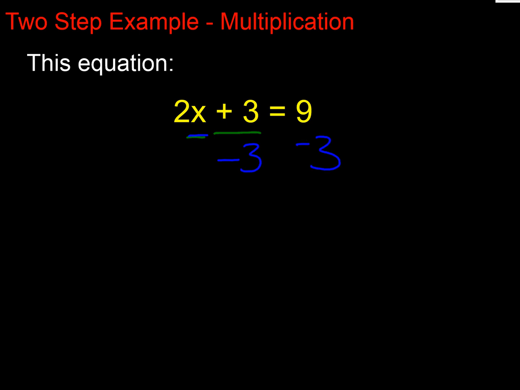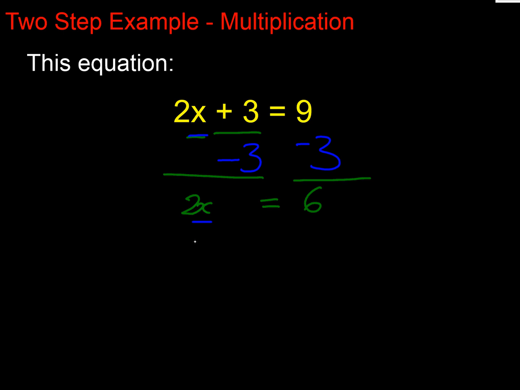And if I subtract it from one side, I have to subtract it from the other side to keep the balance. So on the left-hand side, I'm just left with my 2x. Then I've got my equals again, because this is an equation. And on my right-hand side, I've got 9 minus 3, which is 6. There we are. So let's read my new simpler equation here. It says x multiplied by 2 equals 6.